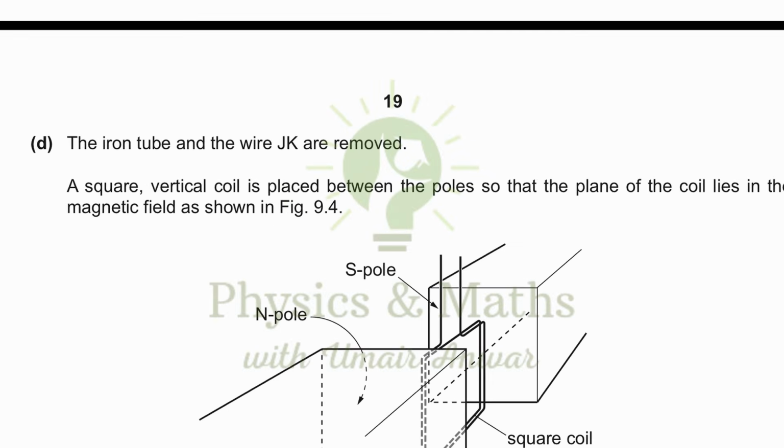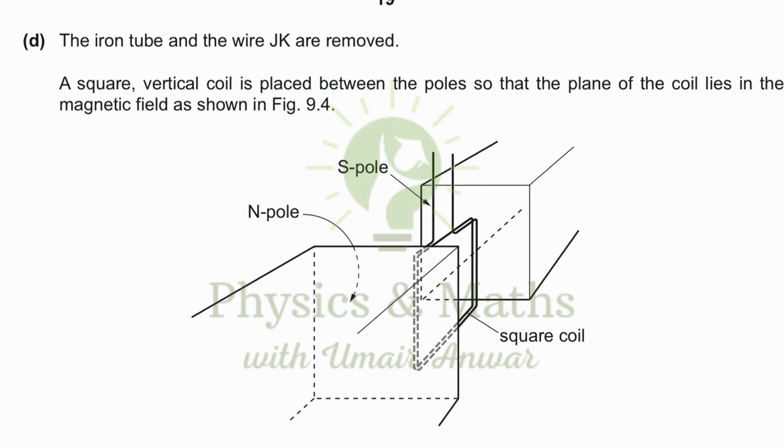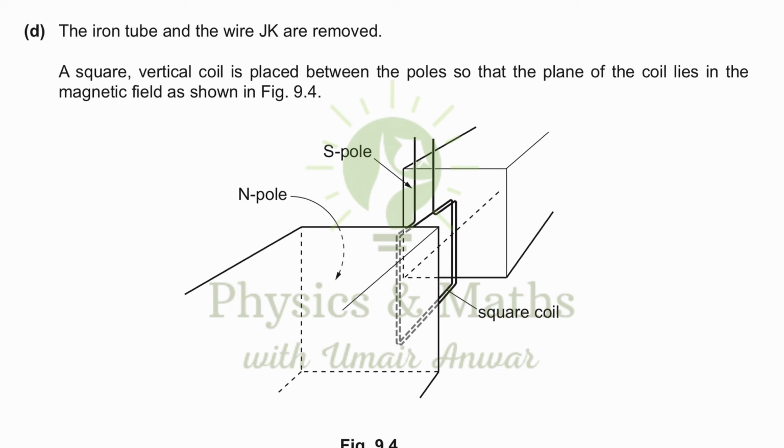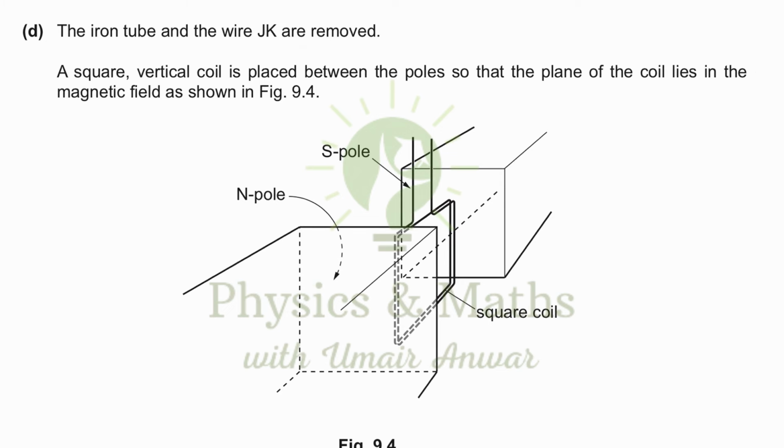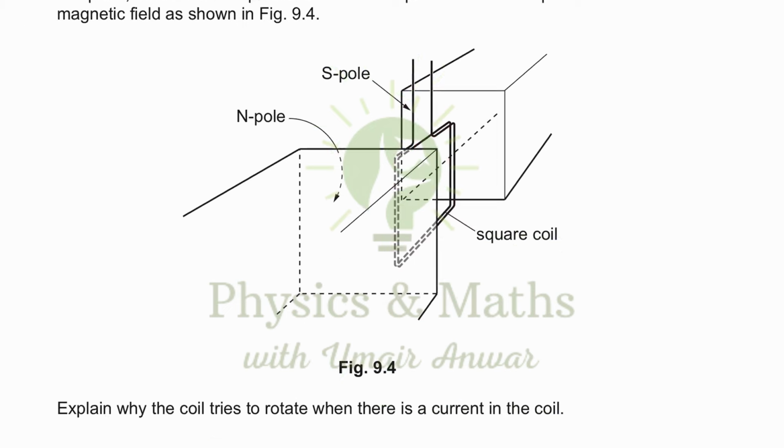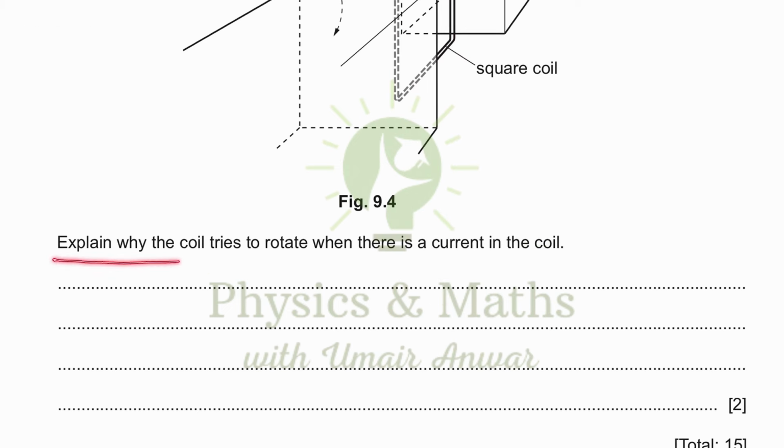The next part says the iron tube and the wire are removed. A square vertical coil is placed between the poles. This is the square vertical coil, so that the plane of the coil lies in the magnetic field as shown in figure 9.4. So this is the coil now, and north pole, south pole. Now the square coil is placed in the magnetic field. Explain why the coil tries to rotate when there is a current in the coil.